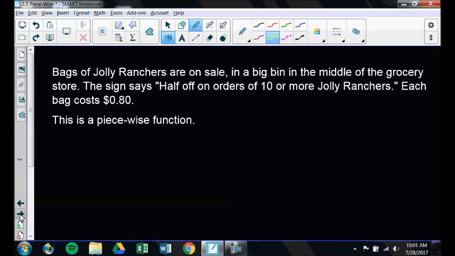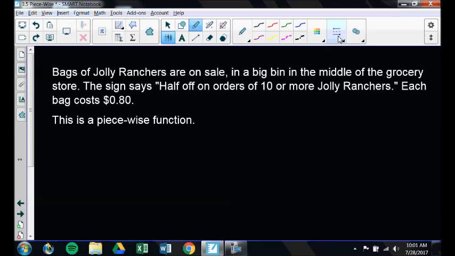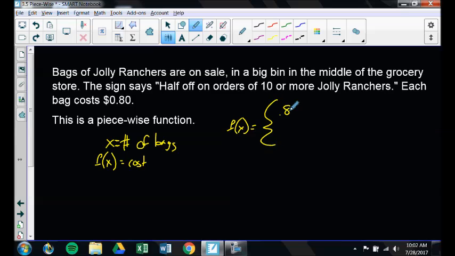This is a piecewise function. Depending on how many bags you buy, the cost will be different. So if x equals number of bags, and f of x equals cost, then I could say f of x equals 0.80x if x is less than 10.